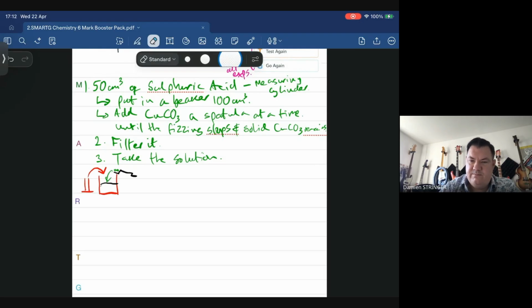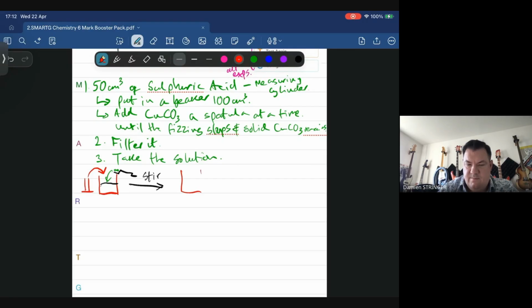You might want to stir, and eventually you'll get to a point where you've got this blue solution, because what you'll have made is copper sulfate, and you'll have some green powder left in the bottom. So at that point, we've filtered it. So it would filter into a conical. We'd have our filter paper in there. And what we should hopefully have is some green stuff left in there and a nice solution of copper sulfate.